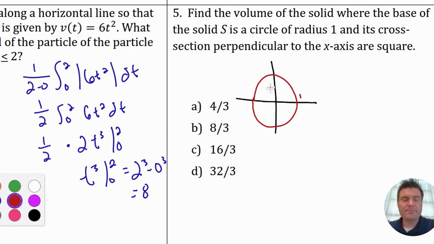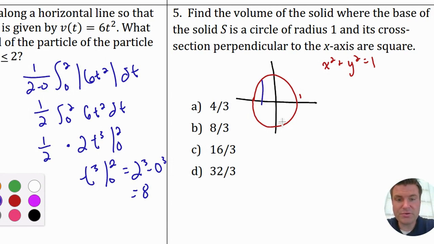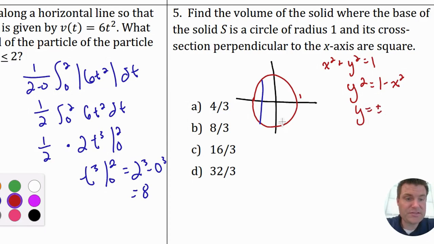This has a radius of 1, and so it's important to know that our equation of a circle here is x squared plus y squared equals 1. I'm trying to find volume, perpendicular to the x-axis is a square. So what that means is I need this partition right here, this blue partition, is actually going to become a square. So I do need to solve for y real quick. y squared is equal to 1 minus x squared, so y is equal to plus and minus square root of 1 minus x squared. Just so you know, this top part right here is the positive square root, and this bottom part right here is the negative square root.